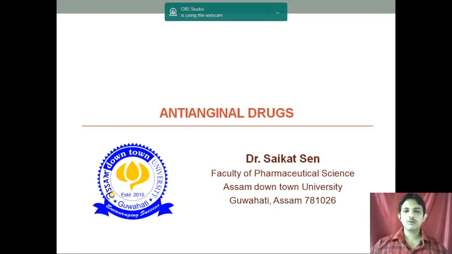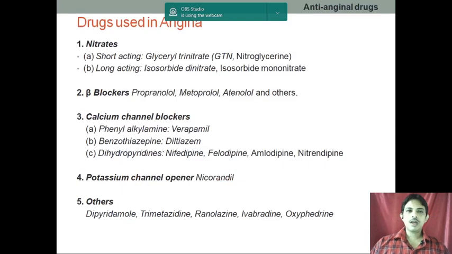Good morning. In this part, we are going to discuss the mechanism of action of anti-anginal drugs. First, we'll see the classification of the anti-anginal drugs. Under the first classification are the nitrates. Nitrates can be classified into short-acting, like glyceryl trinitrate or GTN, nitroglycerin, and long-acting, isosorbide salts.